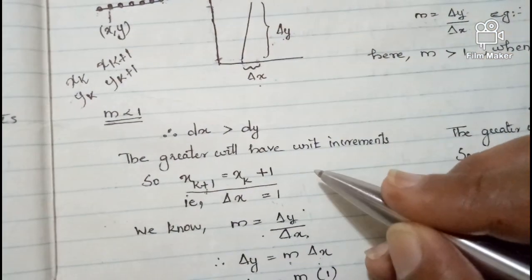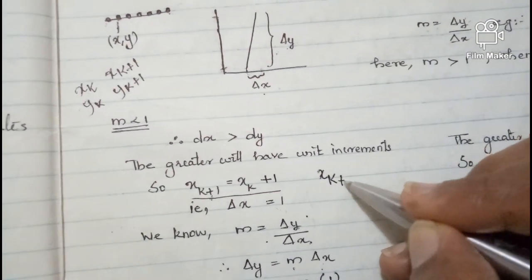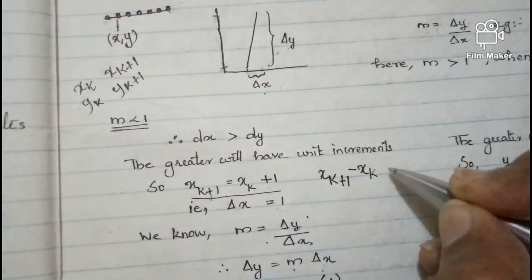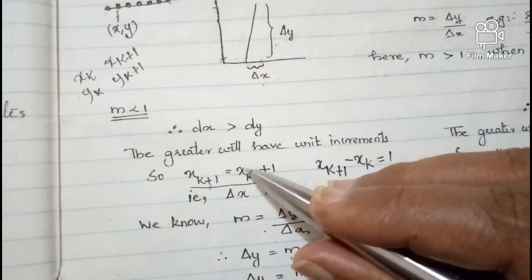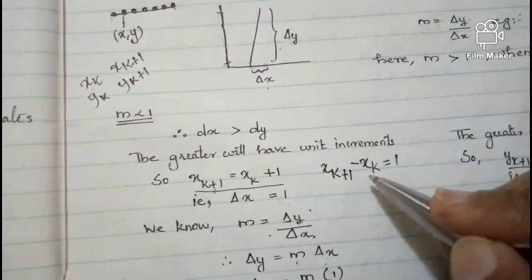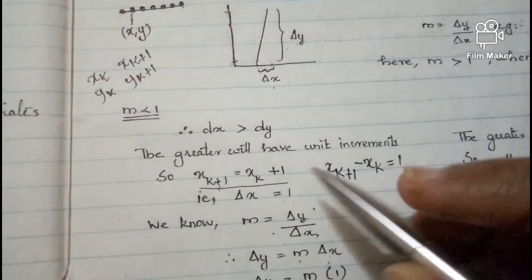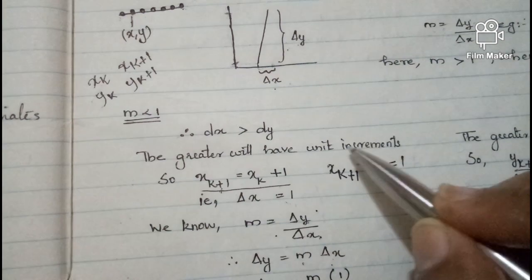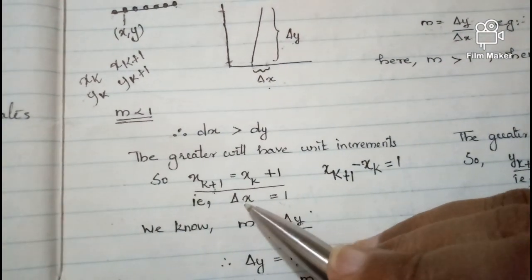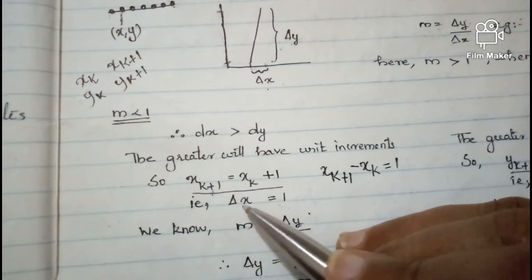I can rewrite this equation. That is xk plus 1 minus xk equal to 1, taking this value to the LHS. So now it is clear. The difference between two adjacent x values is 1. From this, I can say, therefore, delta x is equal to 1. What is delta x? The difference between two x values. So if this is 1, I can say delta x is 1.